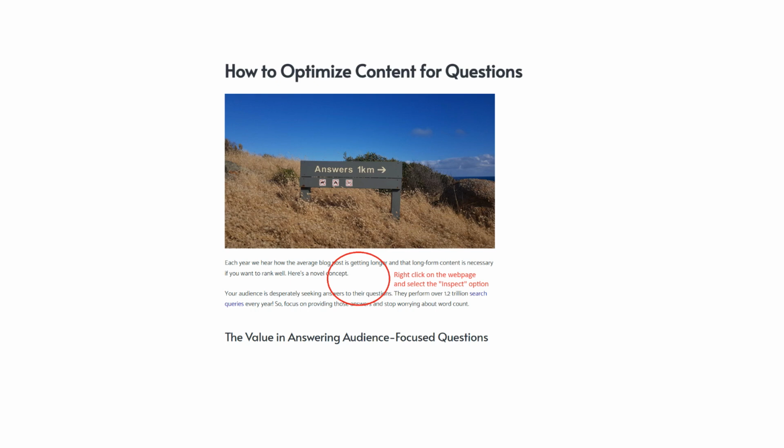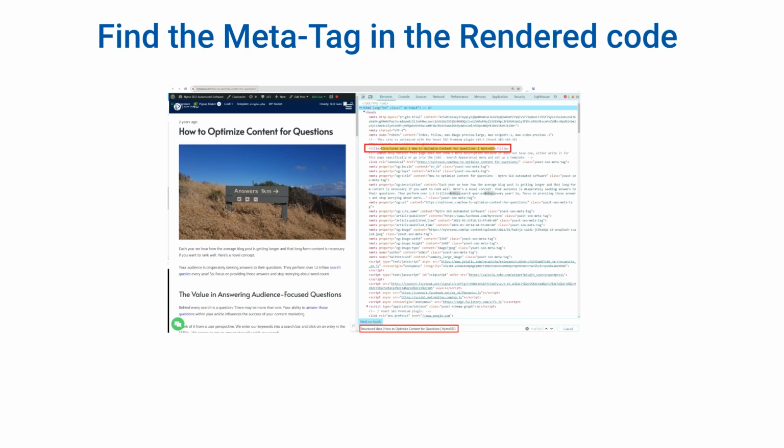Once you are on the target web page, right-click on the page and select the Inspect option. Once the Inspect Code panel is opened, type Ctrl+F, paste the meta tag that was generated by Nytro SEO, and find it in the rendered code.